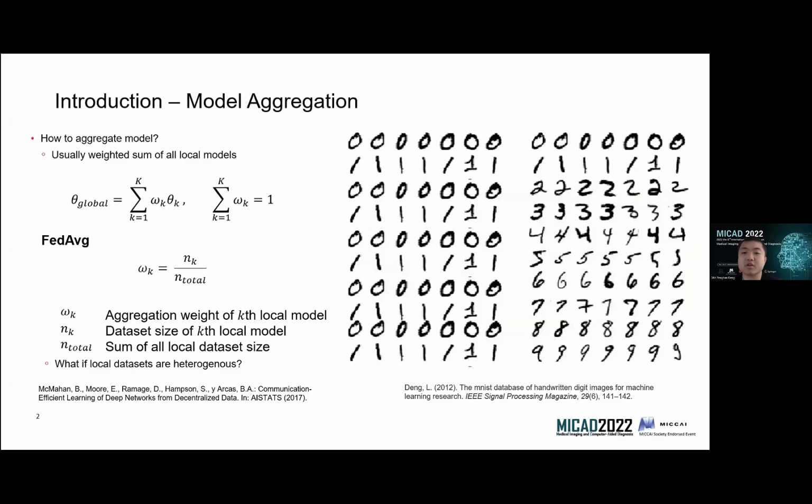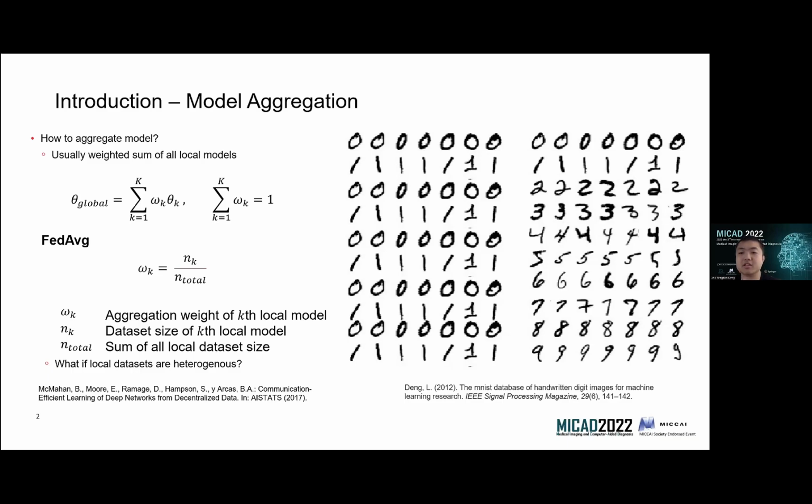Within the structure of federated learning, the aggregation process at the server is an important process because it makes the final decision on what the global model will be. In the first paper of federated learning, Google proposed a straightforward aggregation method called federated averaging. In federated averaging, the server performs a weighted sum over the gathered local models, and the weight for each local model depends on the data size of each local client.